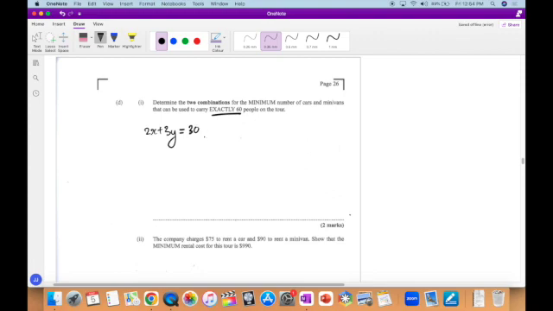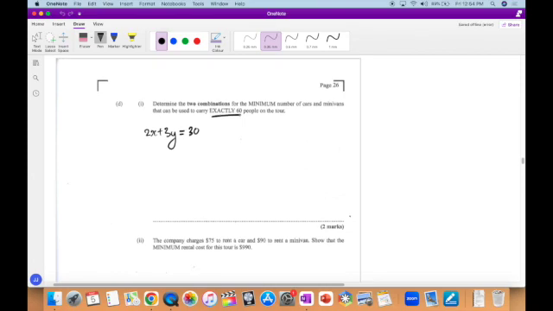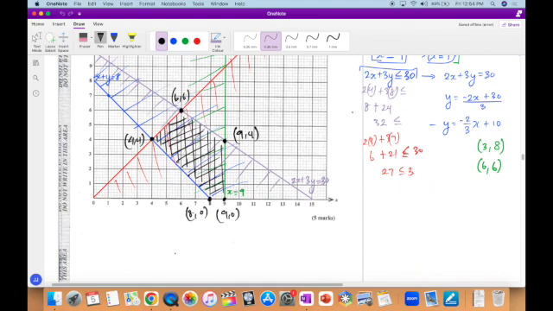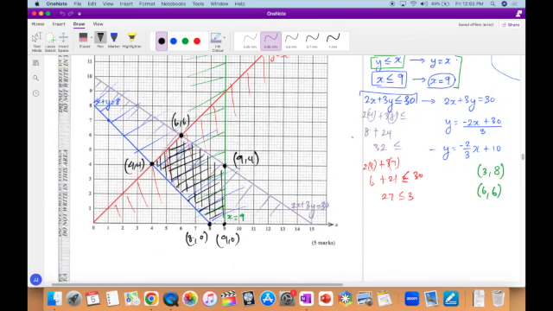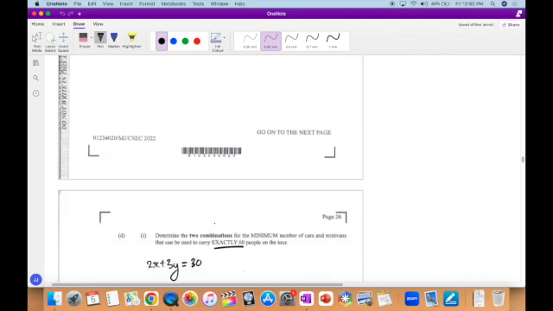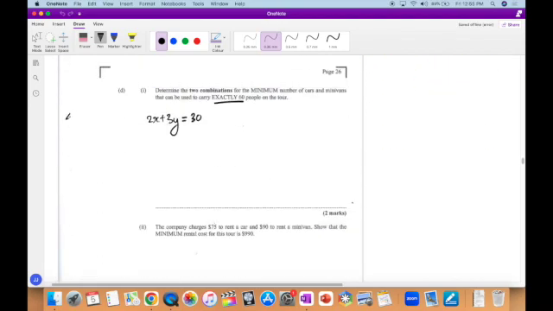And what we want to find is the two combinations for the minimum number of cars and minivans that can be used to carry exactly 60 people. So remember, what are these points? These points give us the minimum or maximum. These points are x and y, so they are cars and minivans. So you could see here 4, 4, 6, 6, 9, 4. Let's just make a note of them. 4, 4, 6, 6, 9, 4.